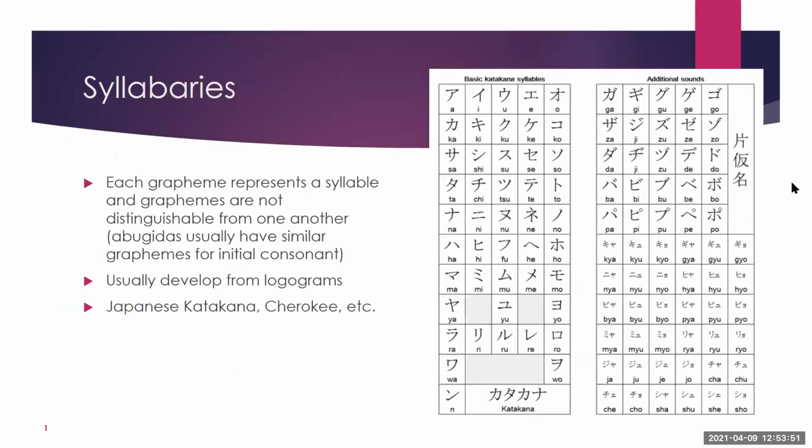And then we have syllabaries. So each grapheme represents a syllable, and the graphemes are not distinguishable from one another. So that's kind of the main difference. So yeah, when you look at them, you should not be able to infer the initial consonant as you can with abugidas. And it's, yeah, because they're usually developed from logograms. And yeah, the examples that people know are Japanese katakana, and then there's Cherokee, which I might have included, I'm not sure.